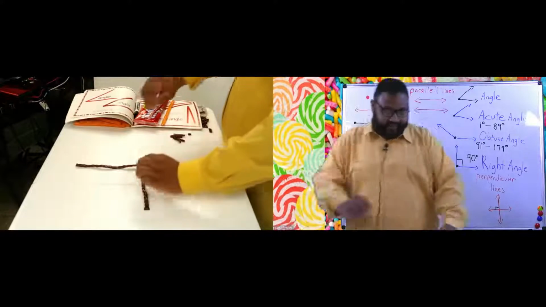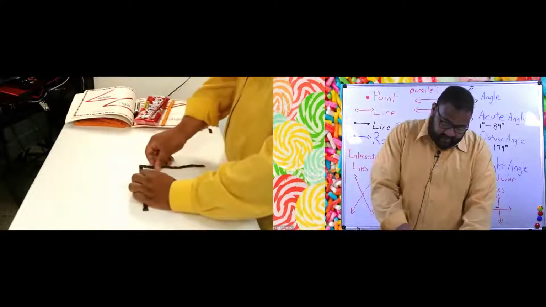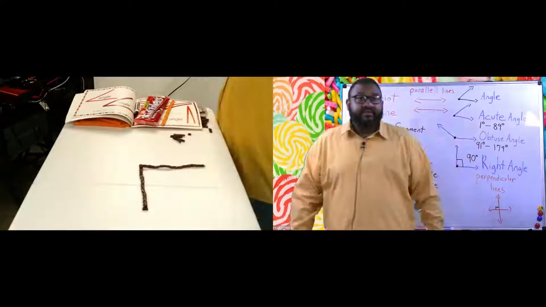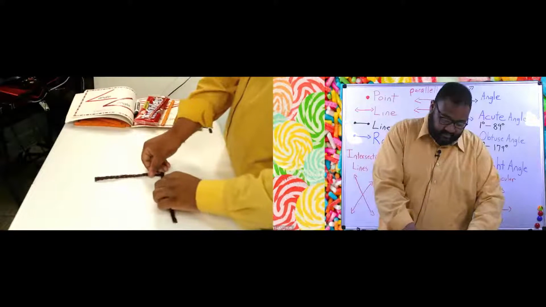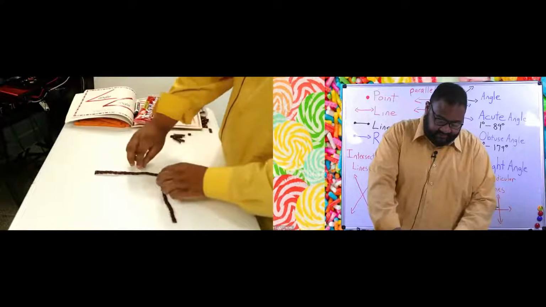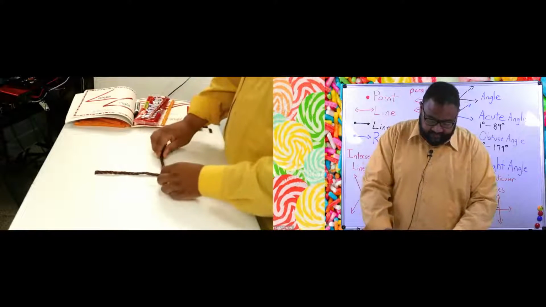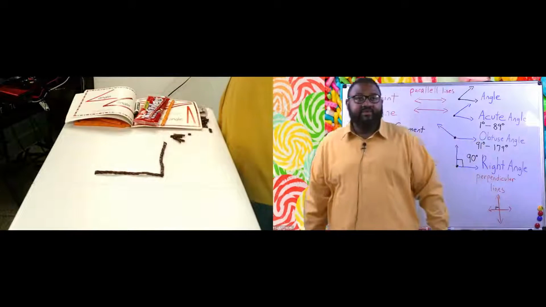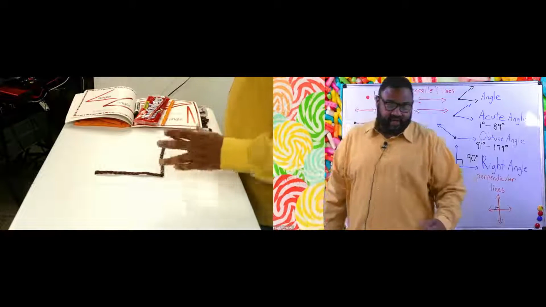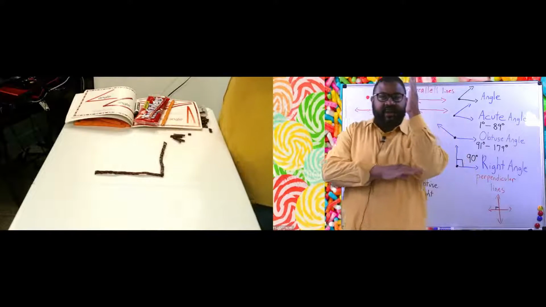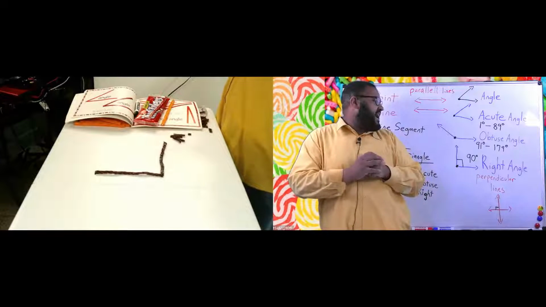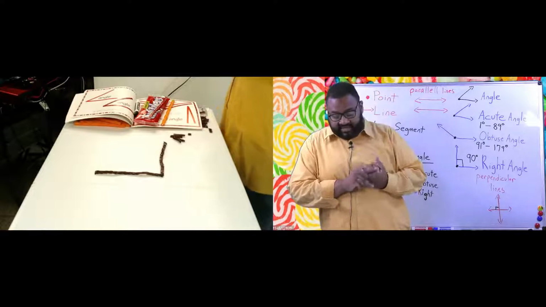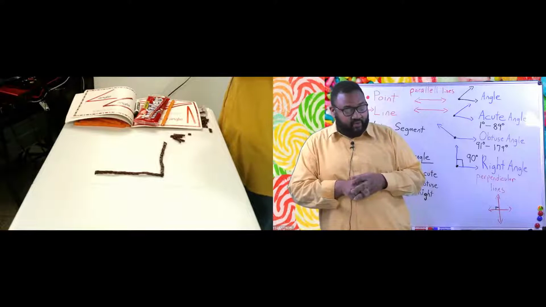Sometimes they look like that. Sometimes they can go that way. Sometimes they can go in that direction, okay? But as long as it's straight up and down, like the letter L, or a backwards L, it's considered a right angle, okay?